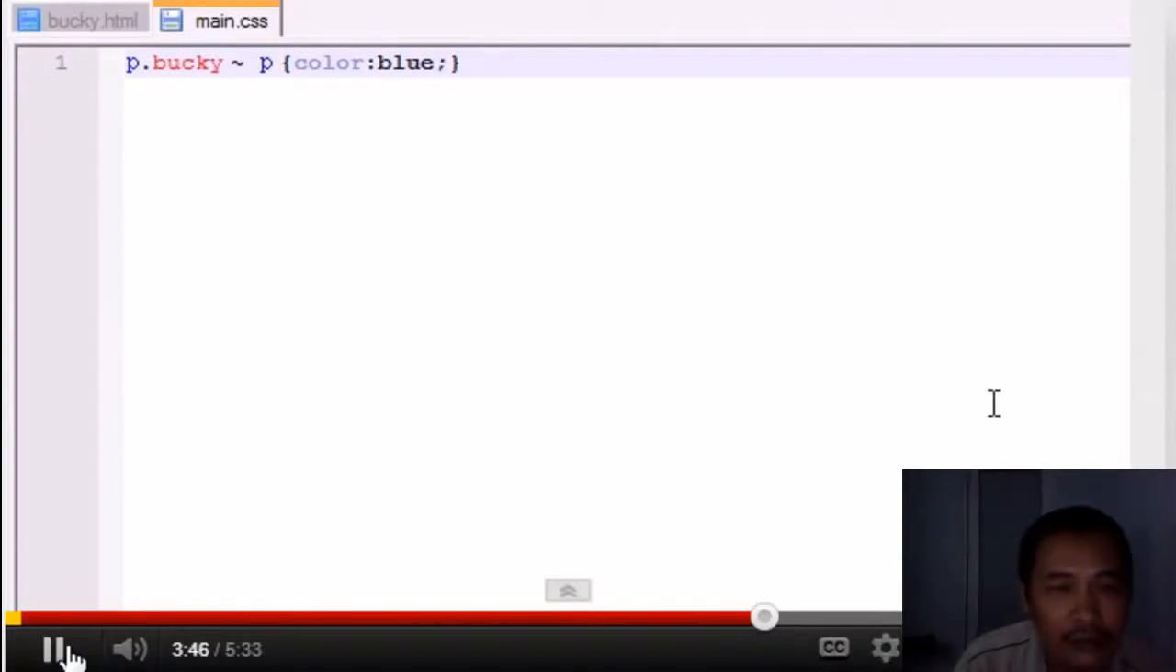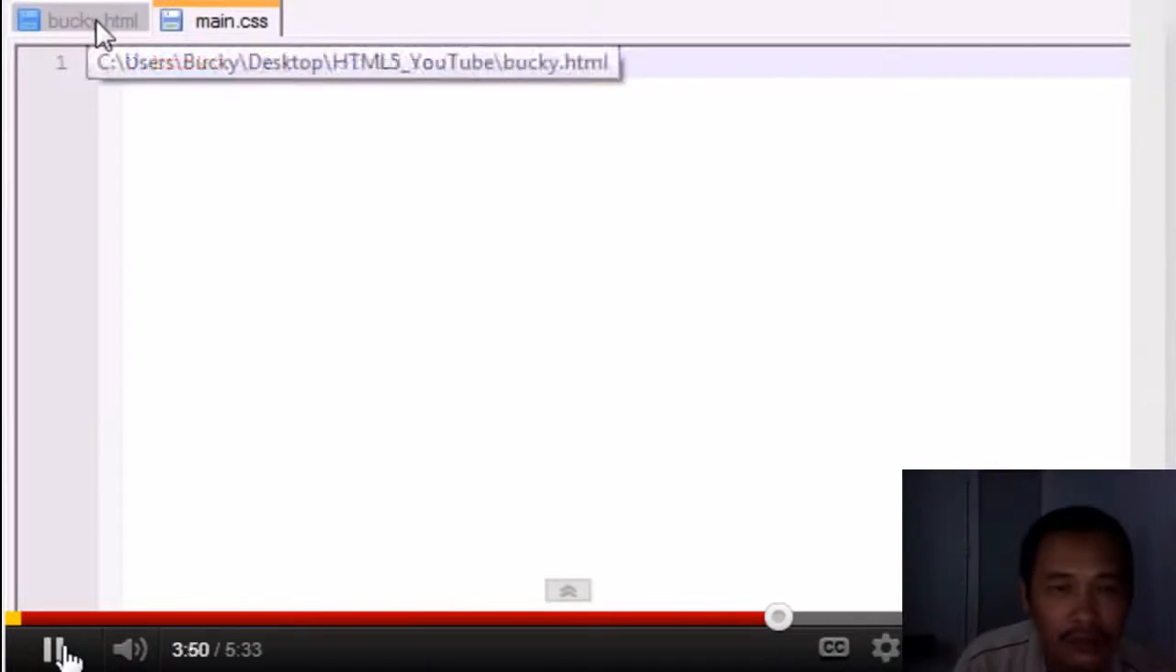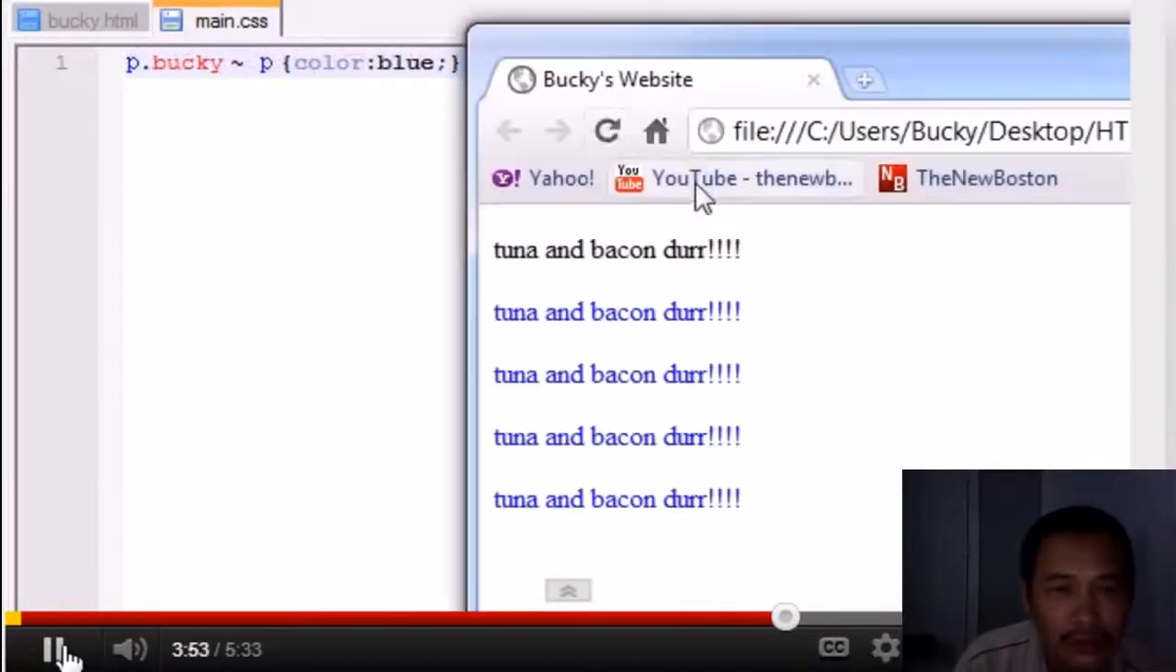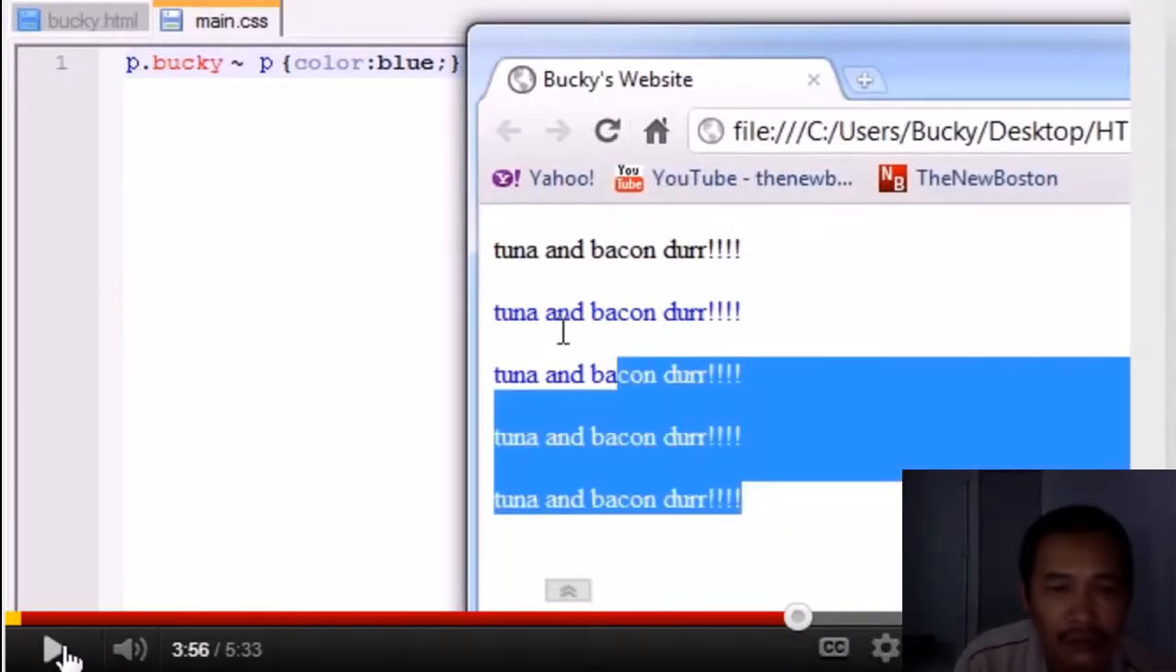However, it doesn't need to immediately follow it like it did with the plus sign. For example, if we go ahead and we refresh this right here, we see that the same effect is happening.